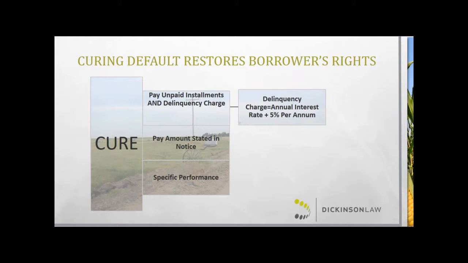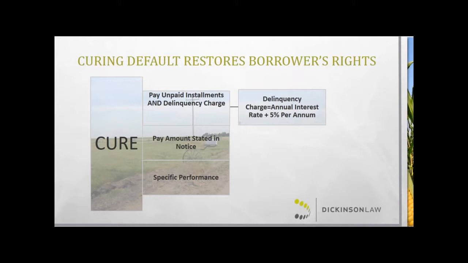Or they can cure by paying the amount stated in the notice of right to cure, whichever is less, if it's a lesser amount, or you can tender any performance necessary other than non-payment, if there's some type of default that was not a monetary default, and that which is specifically identified in the notice of right to cure. The act of curing the default restores the borrower to the borrower's rights under the obligation and the mortgage.